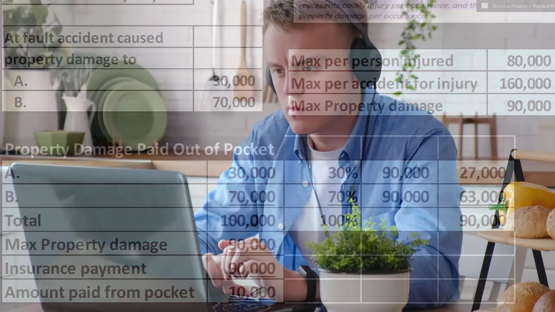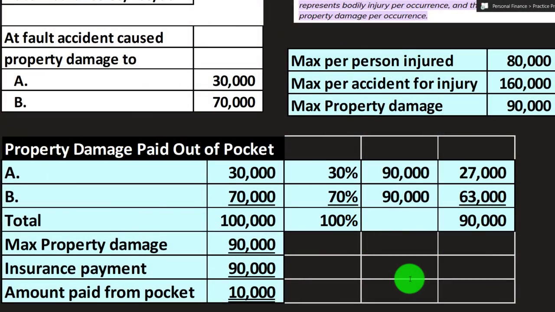So we do work this problem in Excel. These are great problems to work in Excel to build these kinds of little tables and try to think about how you might put this together in a table format.